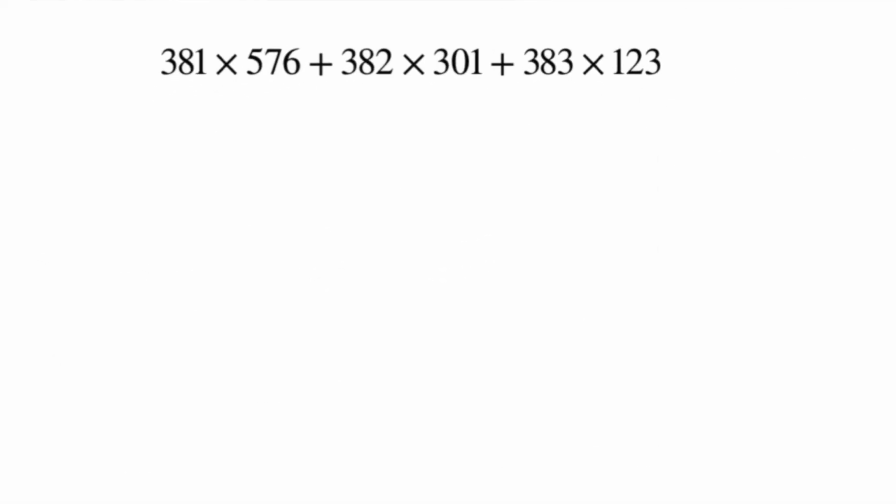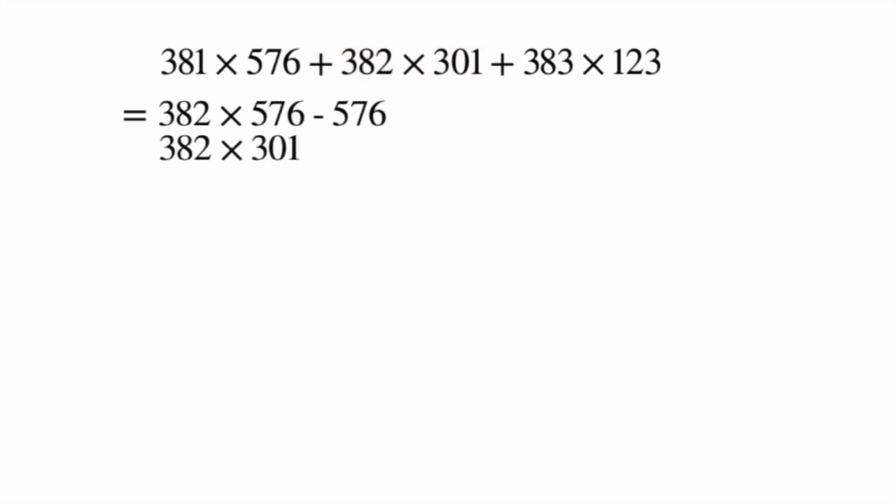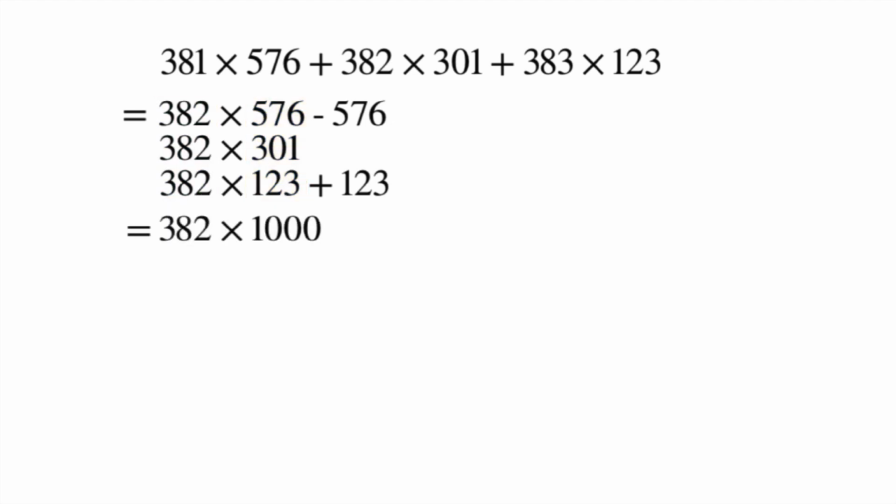Another junior high exam. There is no common factor, so let's forge it. Adding 1 times 576 and subtracting it for correction. Then subtract 1 times 123 plus 123. Now we have 1382. And the rest.